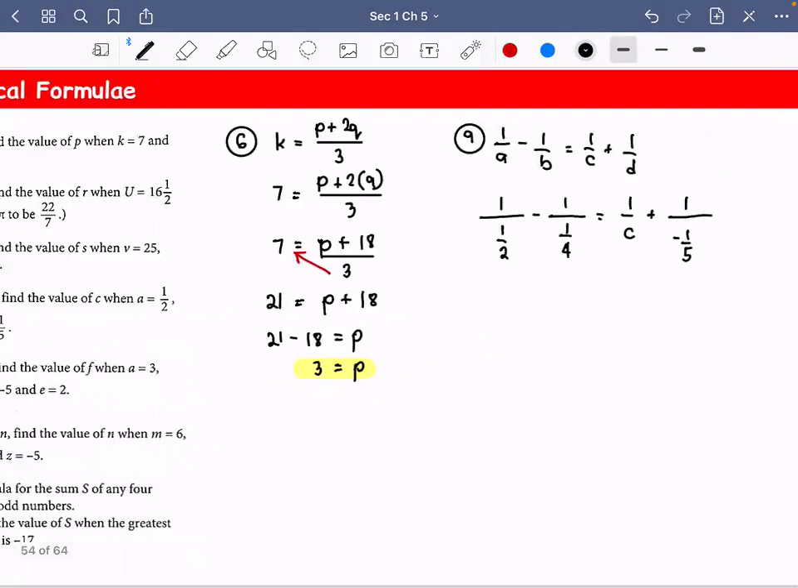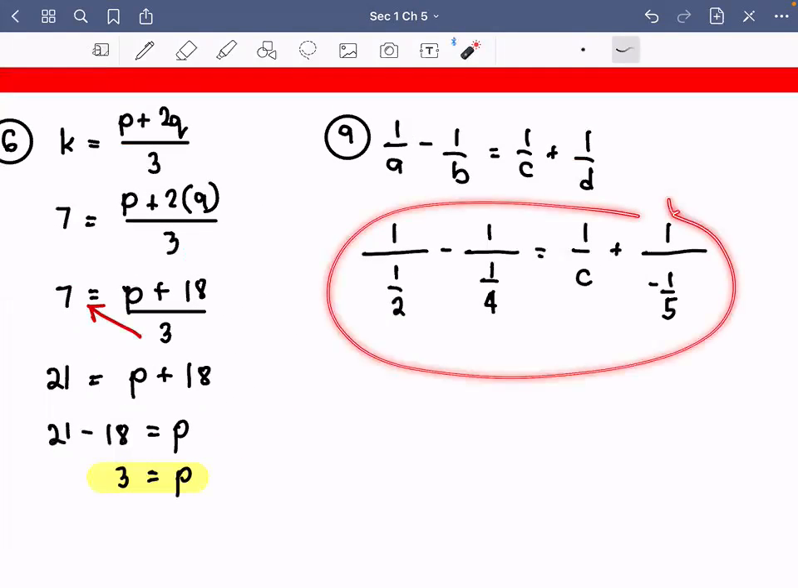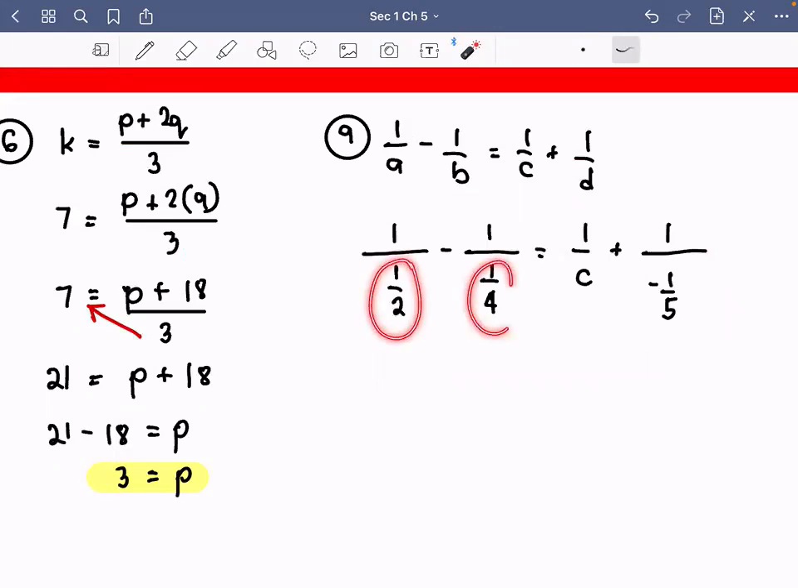Okay, so let's have this now. So this is our equation with their values. So this is A, this is B, this is D, and then we are looking for C. This is our question. So first, how do we simplify this? How do we divide fractions? Do you still remember how you divide fractions when you were in primary 6?